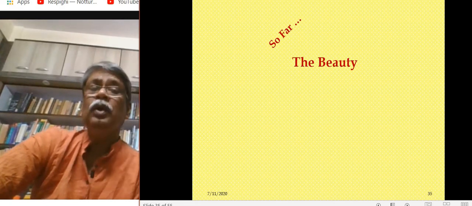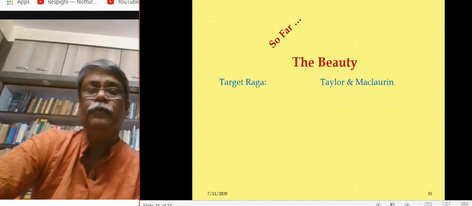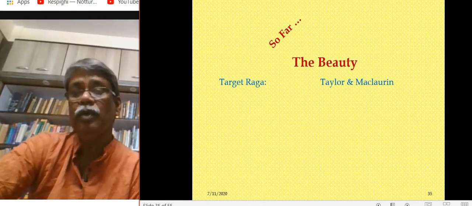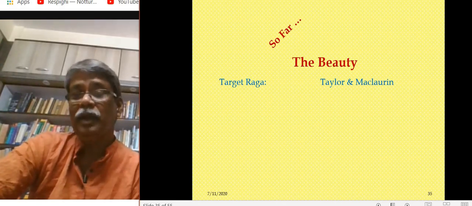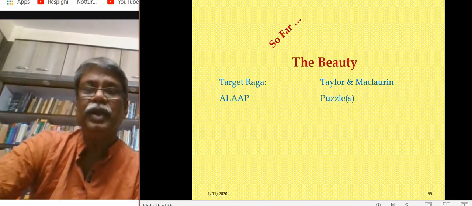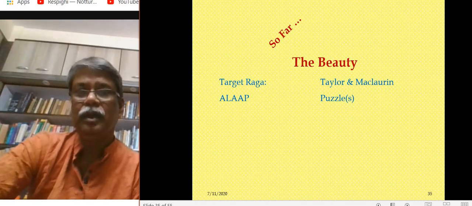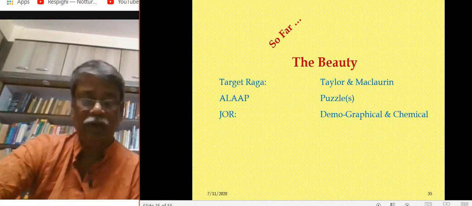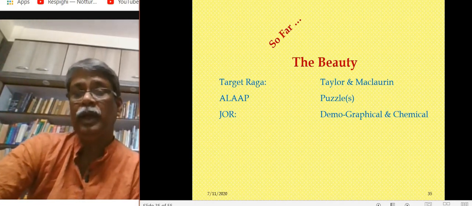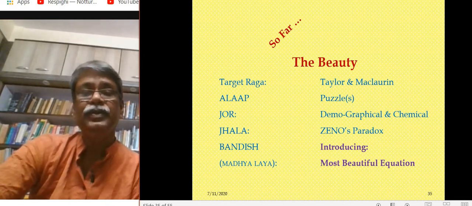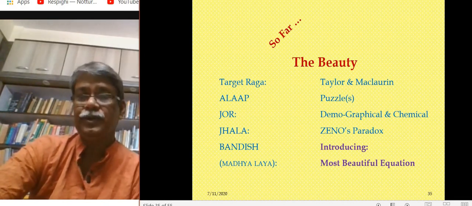So far we have discussed the beauty. We started with the declaration that we'll be singing in today's concert a raga, and the name of the raga is Taylor and Maclaurin, right? Then we started with alap, 2 puzzles, and then jod. We have given a graphical and chemical demonstration of this expansion. So ragas alap and jod, and then jhala, compared to Zeno's paradox, and then we went for a Mudhala Bandis, that means introducing the most beautiful equation, right?